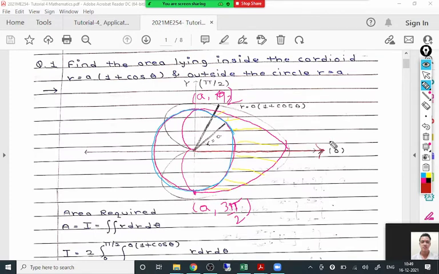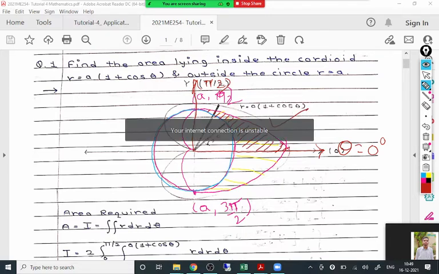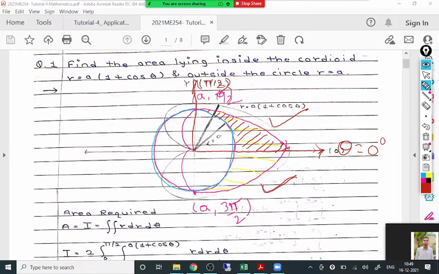Correct. So the first one, we'll start with theta equal to 0 degree, and we'll go up to pi by 2 only, and we'll observe this region only. We're going to focus on this region only. So whatever region we get in the first quadrant, the same region we get in the fourth quadrant, and hence we can take that area as 2 times the double integral, and the formula in polar is r dr d theta. This is the formula for area.